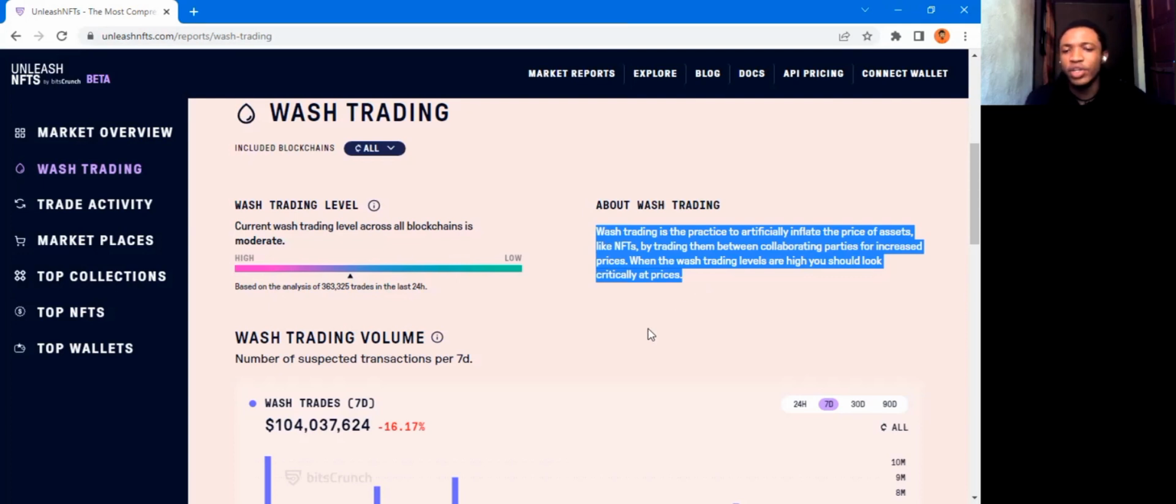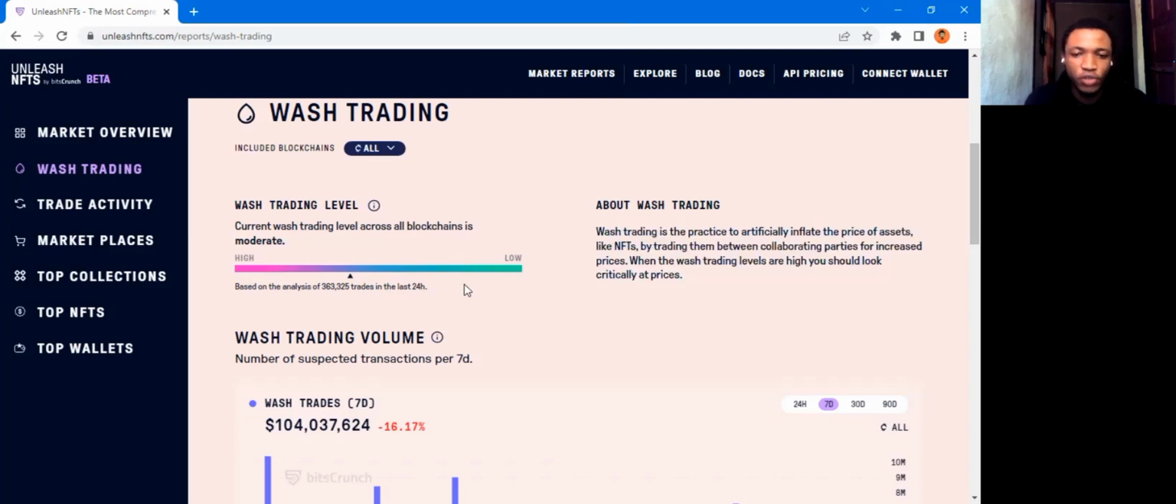Now, just directly beside that, we have this colorful kind of bar, and I think it indicates when wash trading is actually low and when it's high.